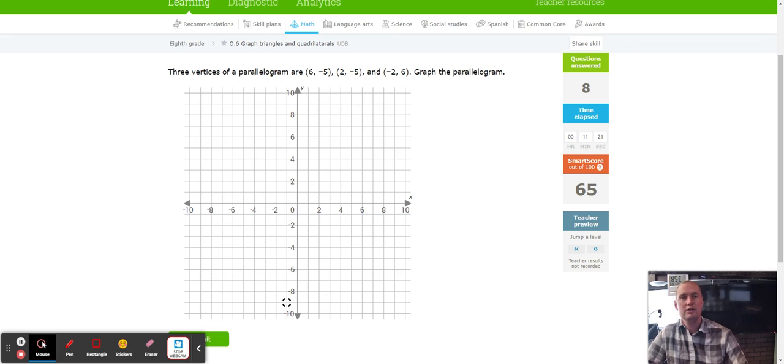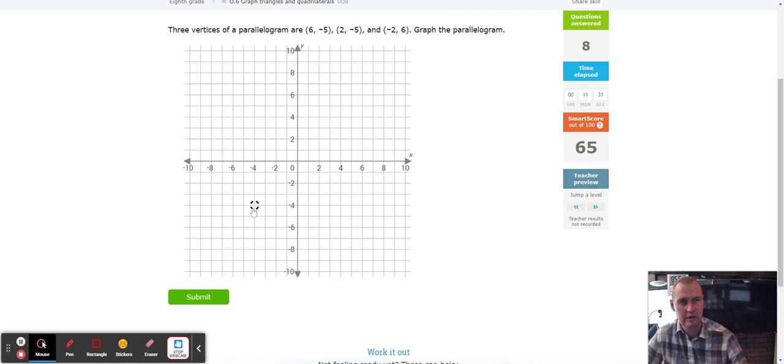Okay, now what they're going to do is they're going to make you use the whole grid. So watch your negatives. They've been making you do positives the whole time, but negatives are not any harder. Just go down or left depending on the negative instead of always right and up. Okay, so here we go.